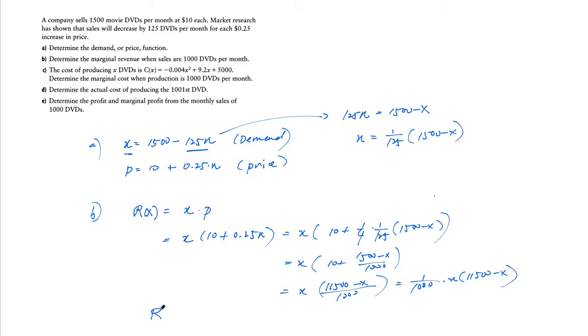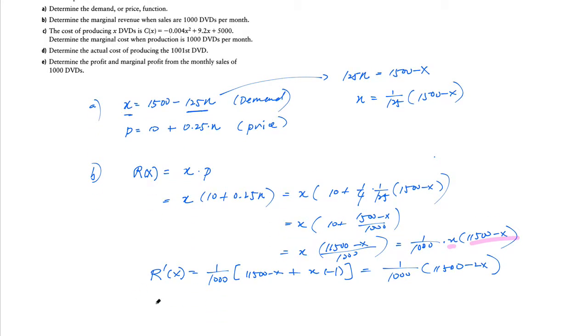And now for the marginal revenue function, we have to differentiate that. This is going to be the marginal revenue. We can do the product rule. So differentiate x, you get 1 times this, plus x times the derivative of that, which is negative 1. So we get that minus 2x. So the marginal revenue at 1,000 DVDs was this. Let's evaluate that. 9.5, which means it's $9.5 per additional DVD.